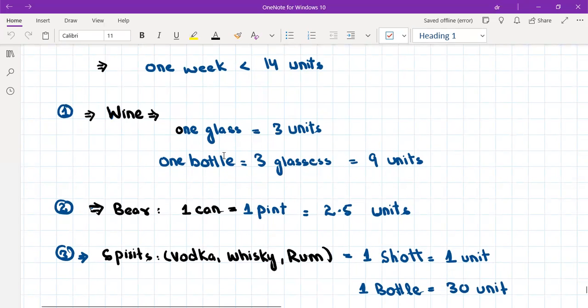Okay, a beer. So 1 can of beer or 1 pint of beer is 2.5 units of alcohol. So if a person is drinking 2 cans of beer or 2 pints of beer, then it is going to be 5 units of alcohol. The highest strength alcohol are the spirits, which are vodka, whiskey, and rum, etc. So one shot of the spirits is 1 unit. So a person drinking one shot of vodka is basically having 1 unit of alcohol. If the person is drinking one bottle of these spirits, then one bottle contains 30 shots. And this means 30 units of alcohol.